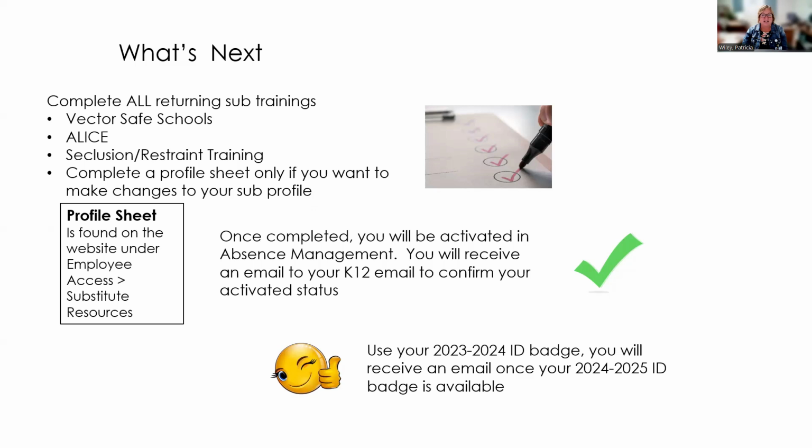Use your ID badge from the 23-24 school year. And once we have the 24-25 badges available, we will notify you that those are ready. If for whatever reason you don't have your 23-24 ID badge, please let my office know, and we will print one once we activate you and let you know that that is ready for you to pick up.